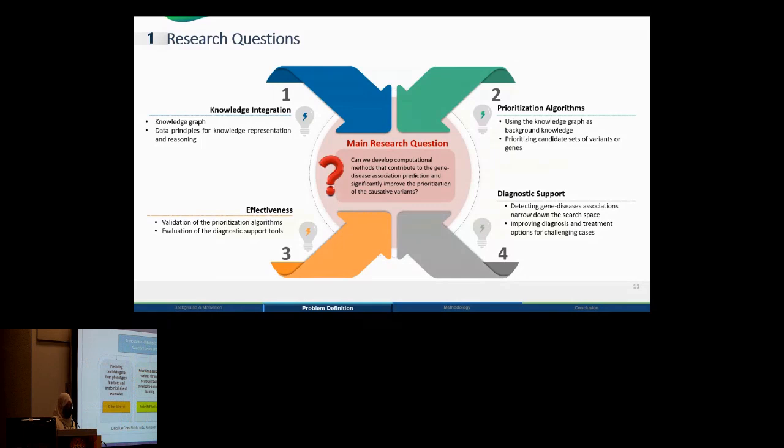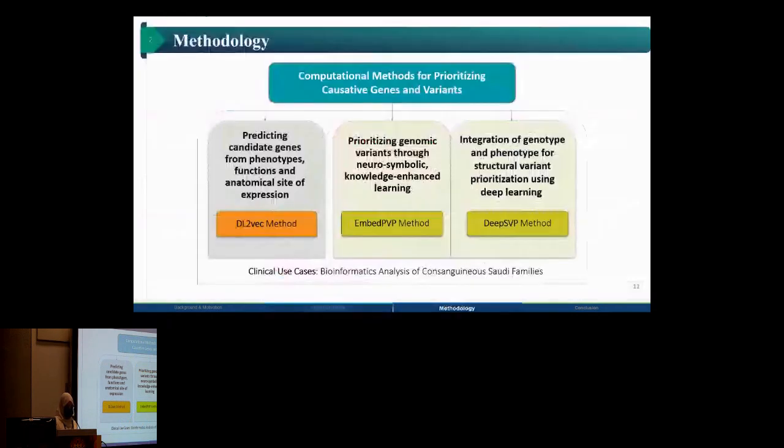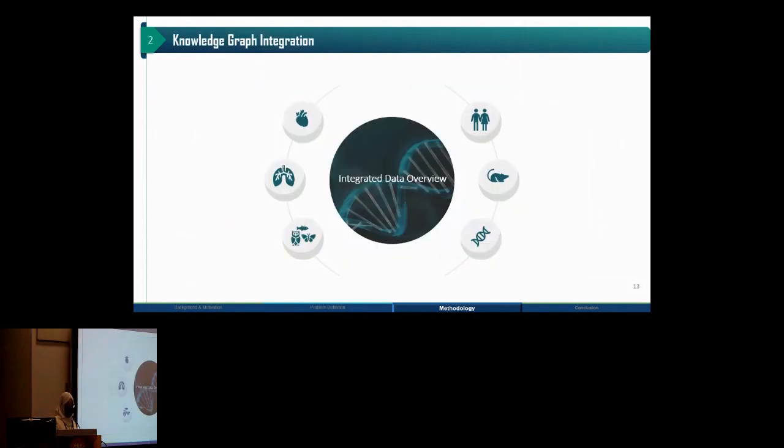To answer these questions, I will now present our computational methods for prioritizing the causative genes and variants. We have developed 3 key methods. DL2FIC is our core method for predicting the candidate genes based on phenotypes, function, and expression sites. EmbedPVP and DeepSVP are 2 applications of these approaches, focusing on variant prioritization. So let's start with DL2FIC, which is our primary method that integrates various knowledge from different sources.